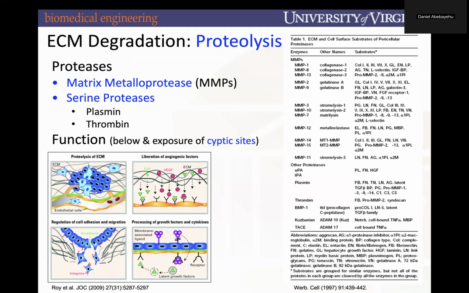So there need to be brakes, ways to degrade ECM and regulate it so it's not constantly being synthesized. We call the degradation of the ECM proteolysis. There are 2 main flavors of enzymes that degrade the ECM: matrix metalloproteases, or MMPs, and serine proteases. Matrix metalloproteases are called metalloproteases because they rely on a specific cation that serves as a cofactor. Cofactors are molecules that help enable the function of an enzyme.